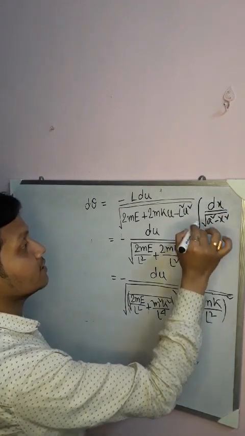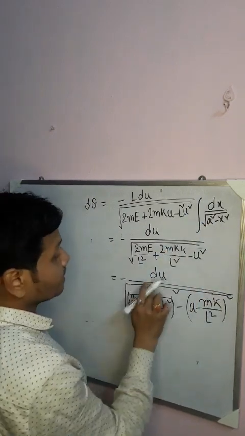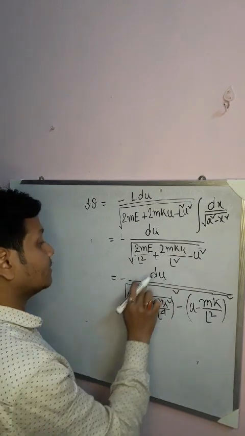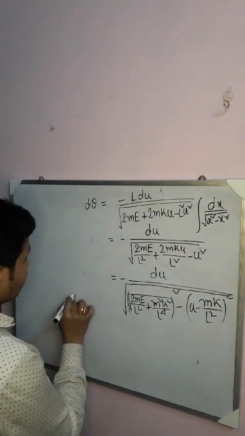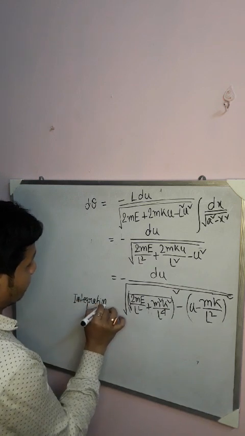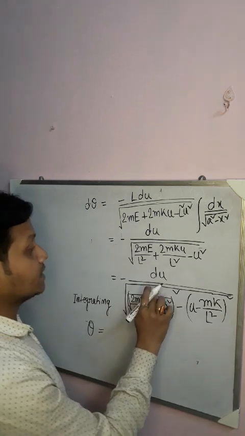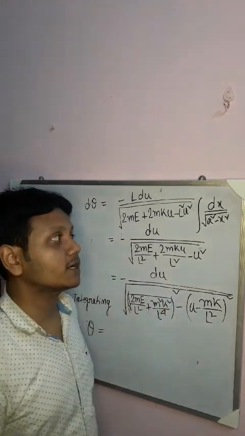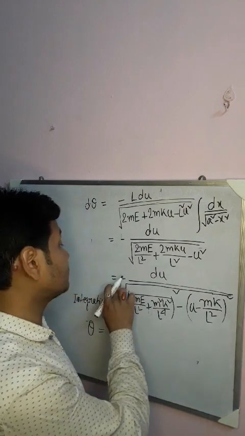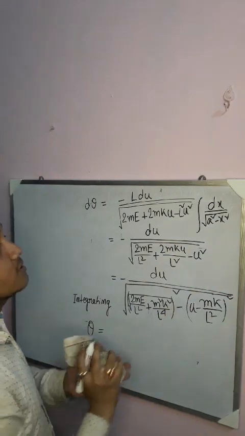We have to rearrange it in this way so that the formula becomes this: dx by root a square minus x square. If you integrate it, this is simply theta. The integration of dx by root a square minus x square is sine inverse x by a, and since there is a minus sign, the formula will be minus cos inverse x by a.